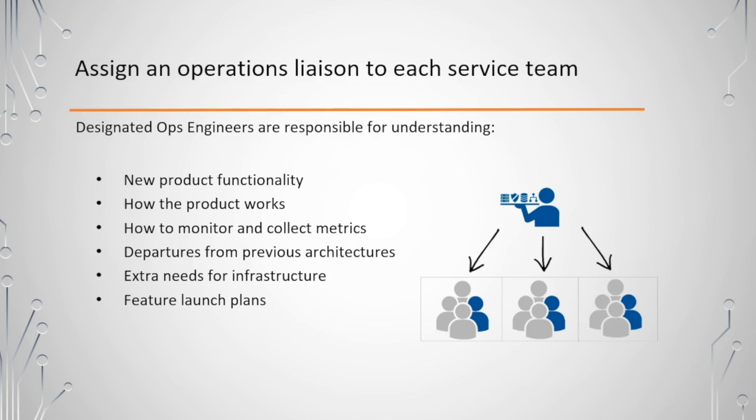Designated ops engineers should participate in team activities as often as possible. They are responsible for understanding any changes or new products and how they work, and especially how the product affects or is affected by operations. They will need to understand how to monitor and collect metrics to ensure that the product is working as expected. They need to be aware of any changes to the architecture. Will changes be needed to infrastructure to support the new product? And finally, working with the development team, thorough plans can be made to launch new features, including the changes needed to architecture and infrastructure, providing safer and more effective deployments.